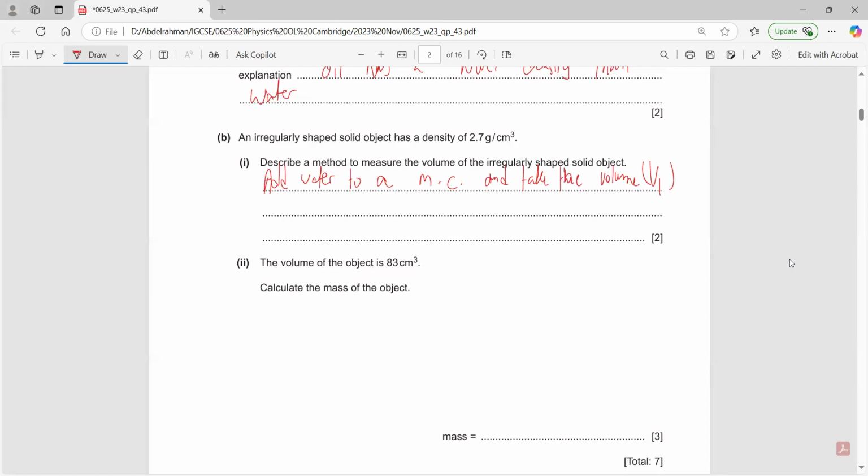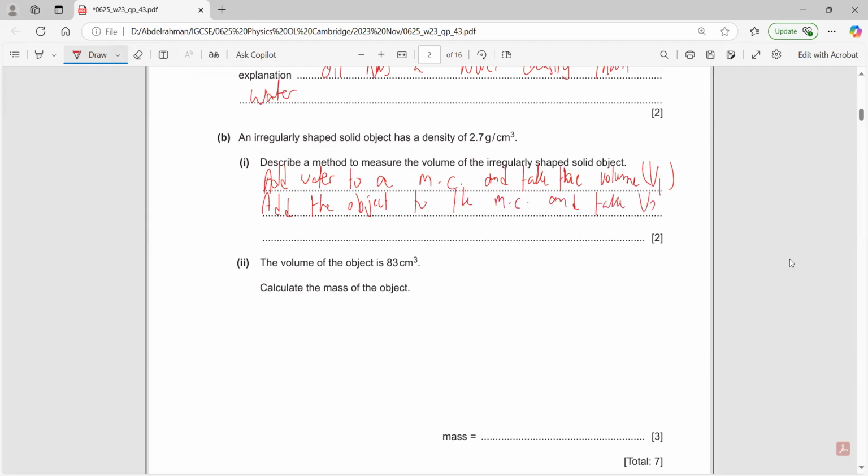Then add the object to the measuring cylinder, and take volume 2, V2. Just subtract V2 minus V1 to find the volume.